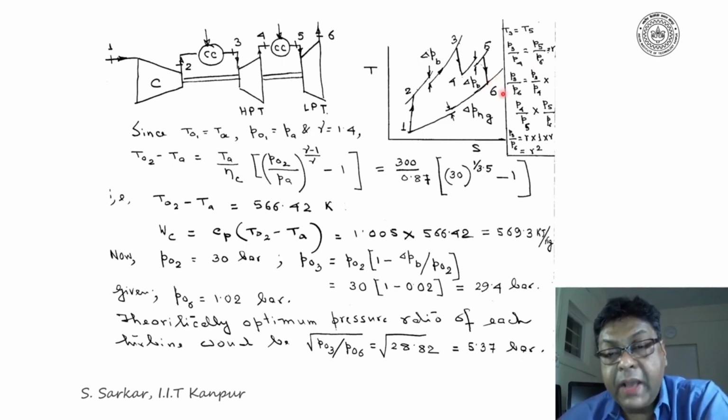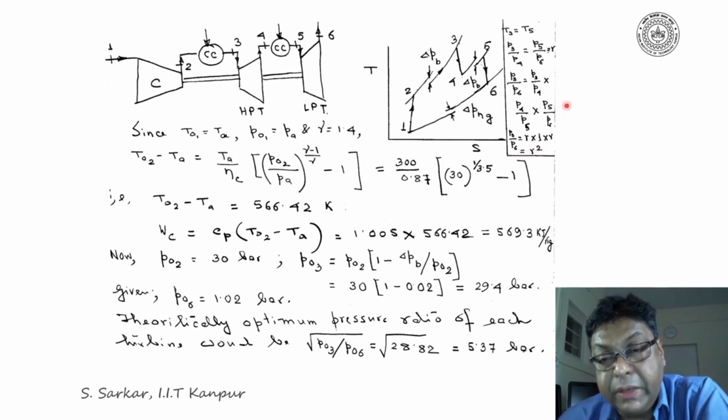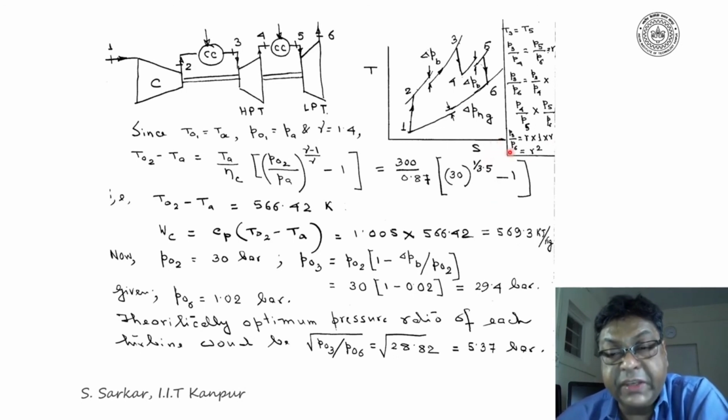Now P3 by P6 can be written as P3 by P4 into P4 by P5 into P5 by P6. Now P4 and P5, they are approximately equal. So the ratio of P4 by P5 I have considered as unity, and P3 by P4 is equal to r, and similarly P5 by P6 also is equal to r. Thus I can get P3 by P6 is equal to r squared.